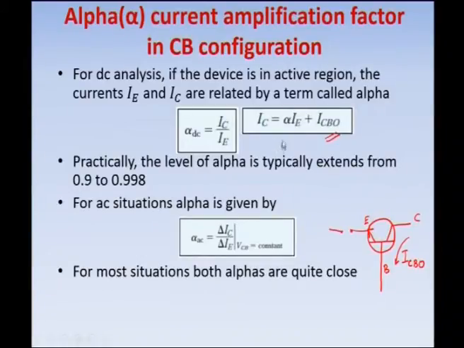So, IC is given as alpha IE plus ICBO, and this alpha is normally 1 because almost the collector current is equal to the emitter current, but practically the value is taken as 0.9 to 0.998 because of some minimum value of current flowing through the base. For AC situations, alpha is the ratio of the change in the collector current to the change in the emitter current when the collector base voltage is constant. Almost for all the conditions, the DC alpha and AC alpha will be the same.